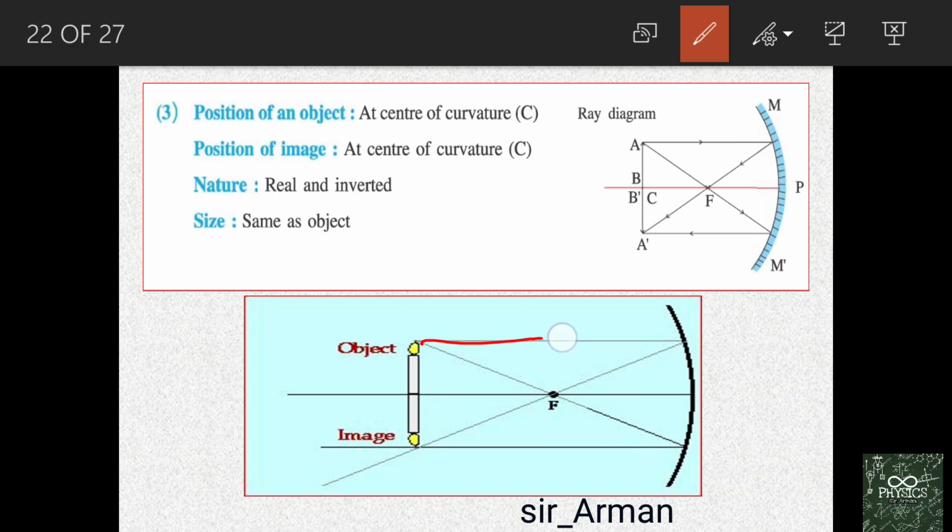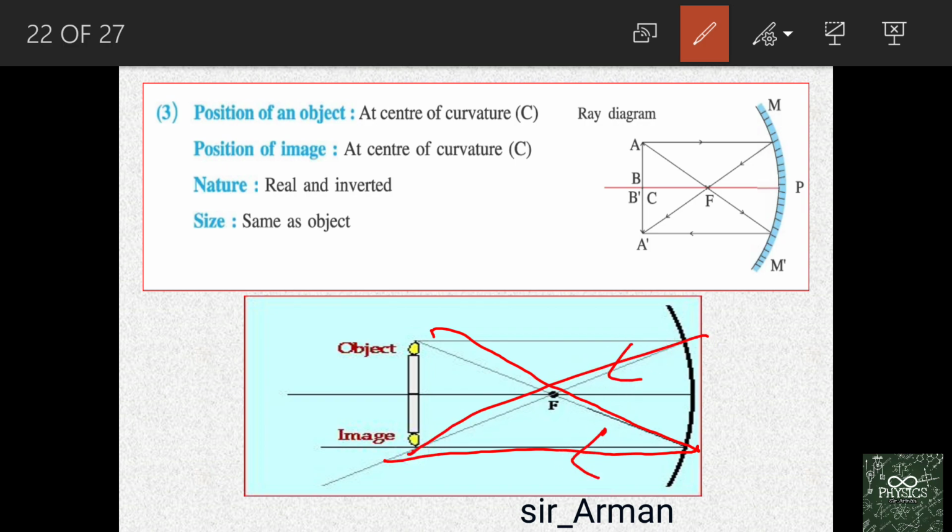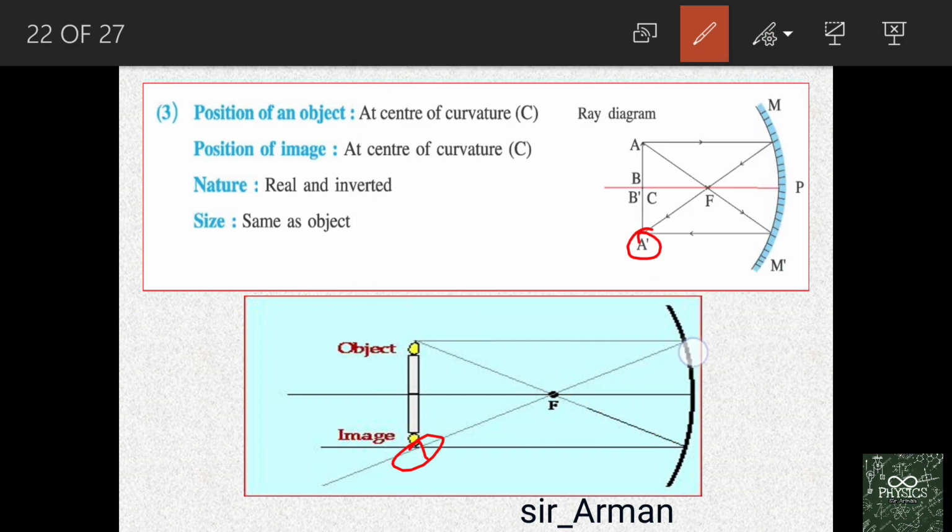The first rule, the ray passing parallel to the principal axis, after reflection it goes from the principal focus, and the another rule, the ray from the principal focus after reflection it goes parallel. So here the reflected rays are meeting. Remember, the image is obtained at a point where the reflected rays are meeting or appear to meet. We cannot obtain the image from the incident ray. We have to obtain the image using the reflected ray. So here in both the case, the reflected rays are meeting at this point. This is our reflected ray and this is also our reflected ray.